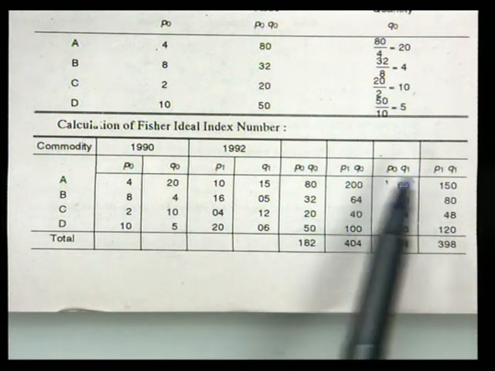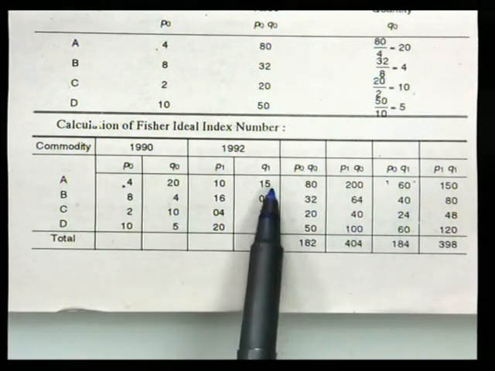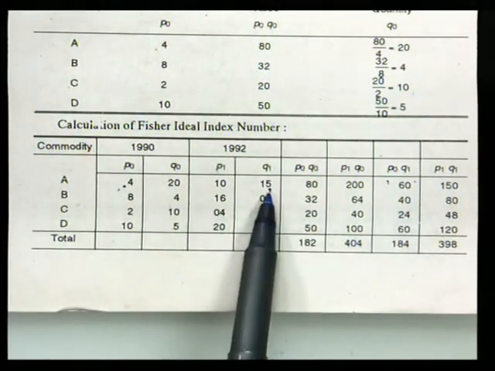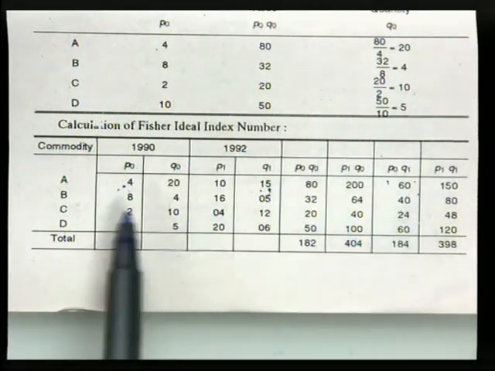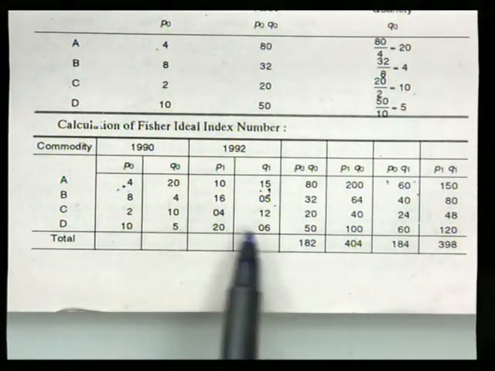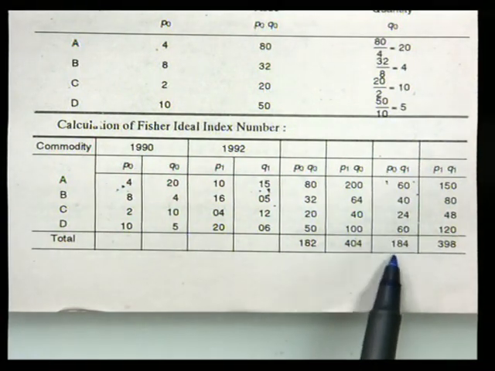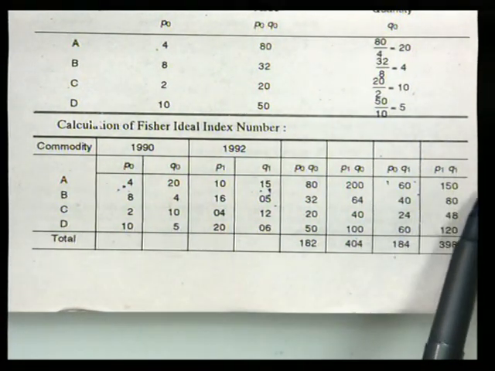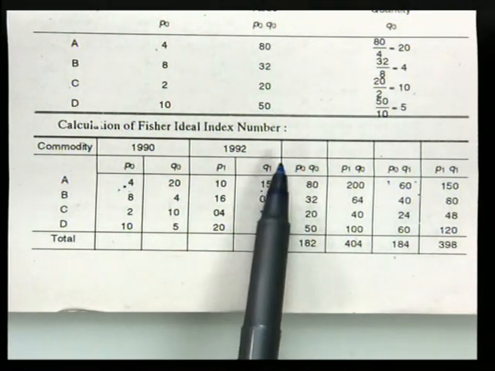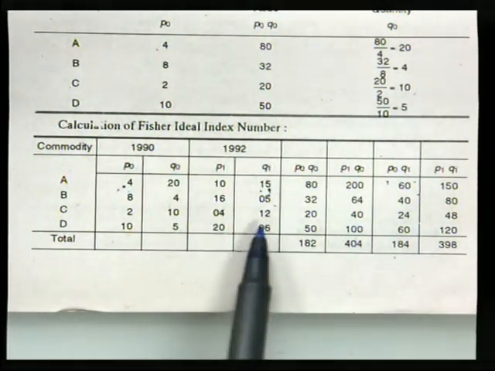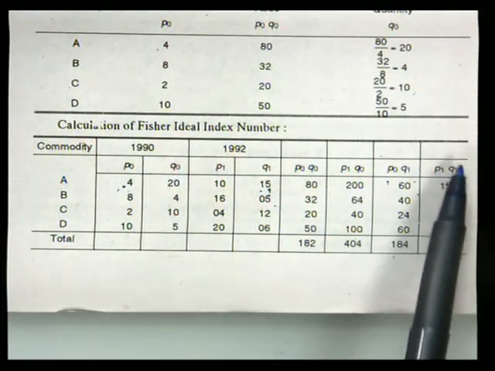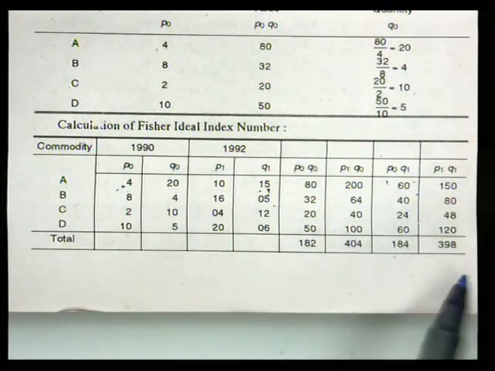Then P0 into Q1, this column and this column. So 15 4s are 60 and so on, 8 5s are 40, 2 12s are 24 and 10 6s are 60. Then find the summation, it will be 184. And the last is P1 Q1. P1 is this column, Q1 is this. Find the product of these four figures, write it here and make the summation, it will be 398.